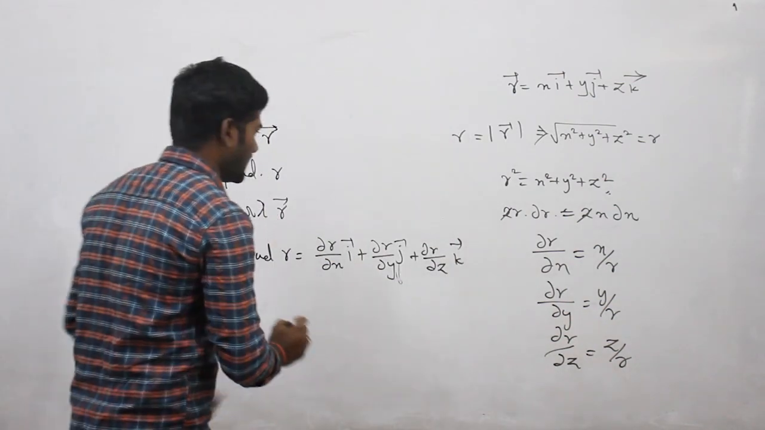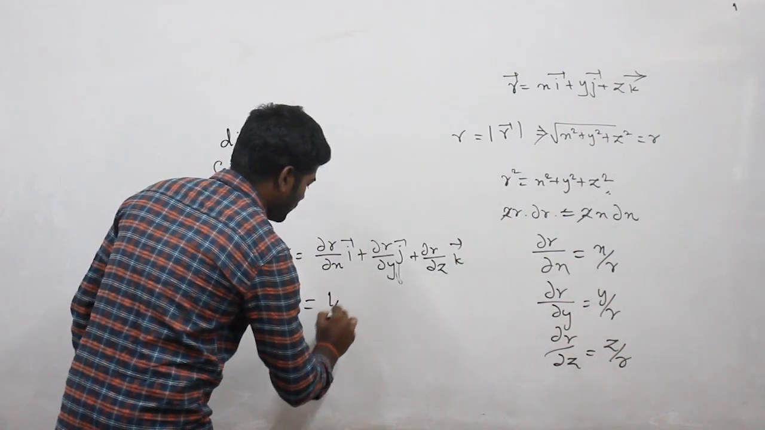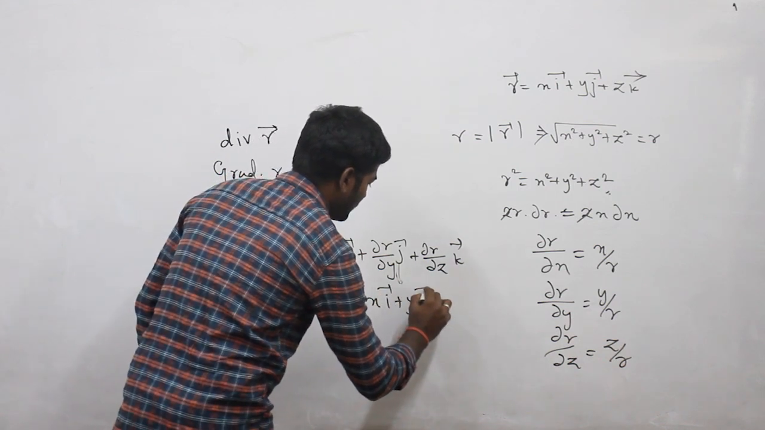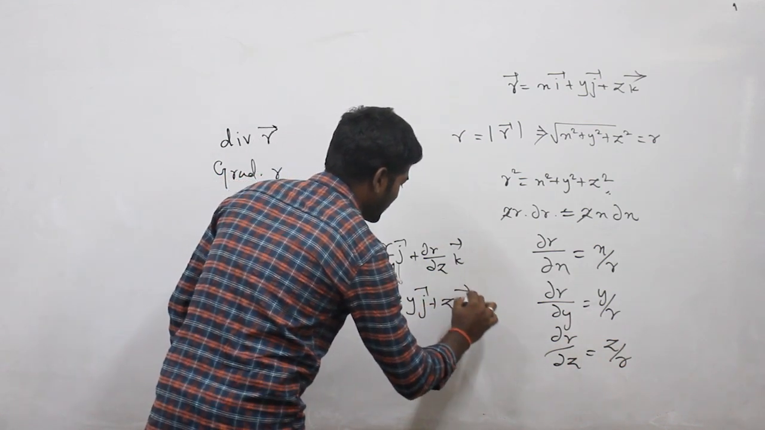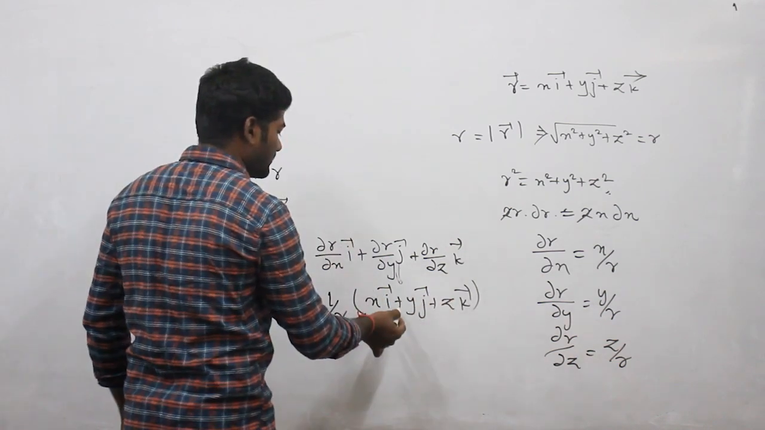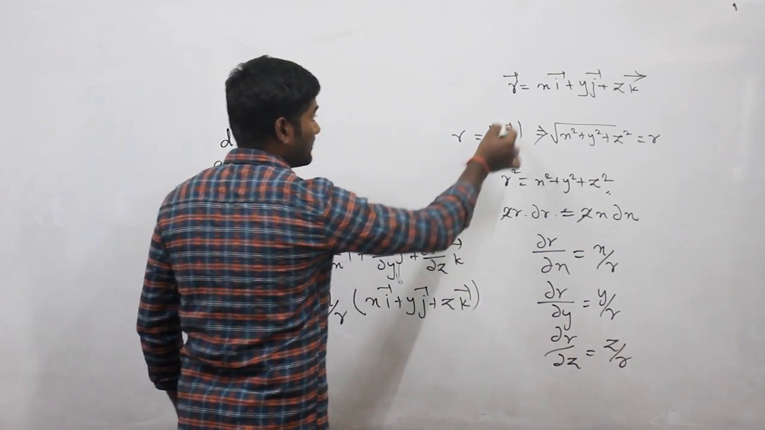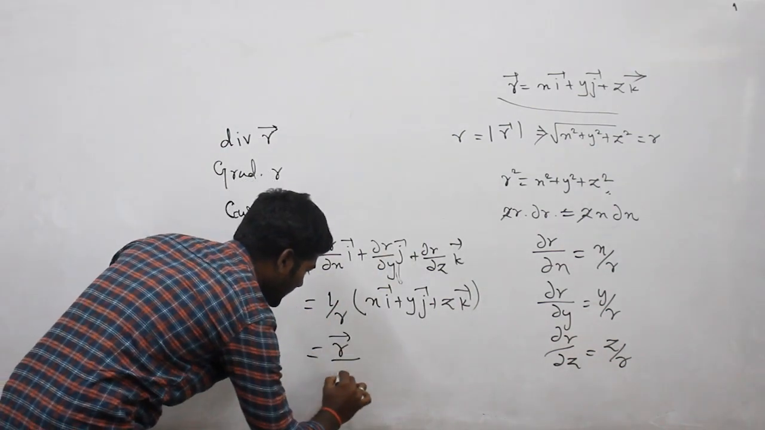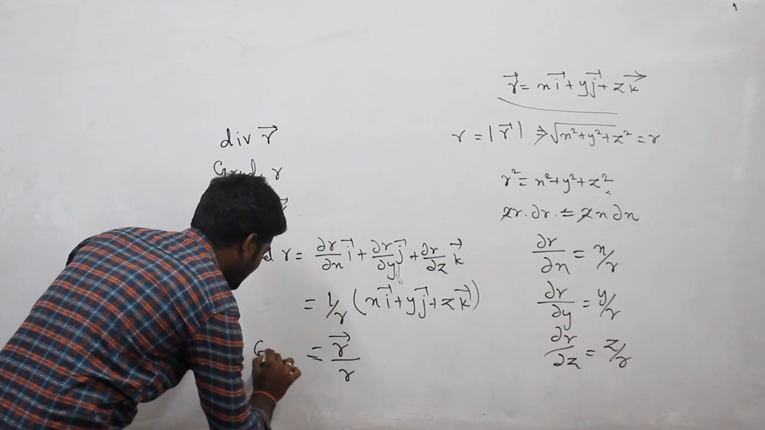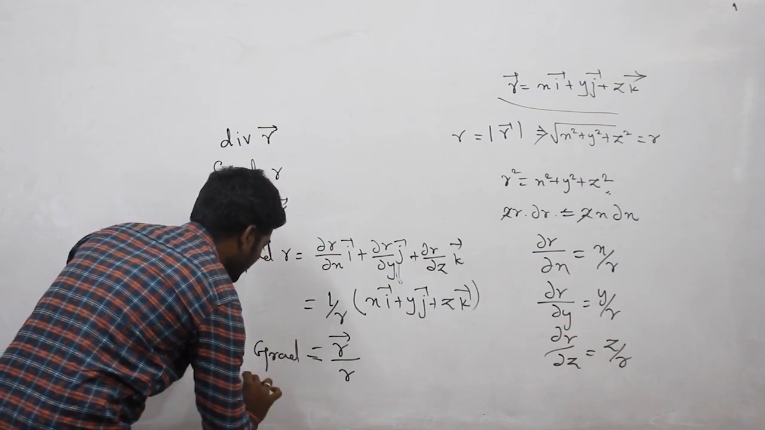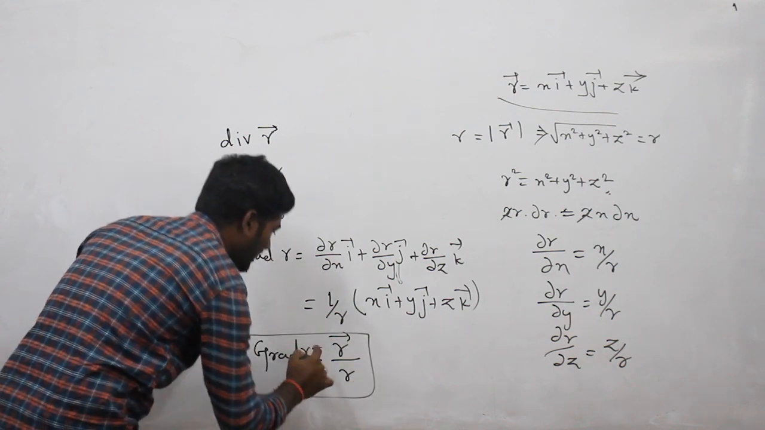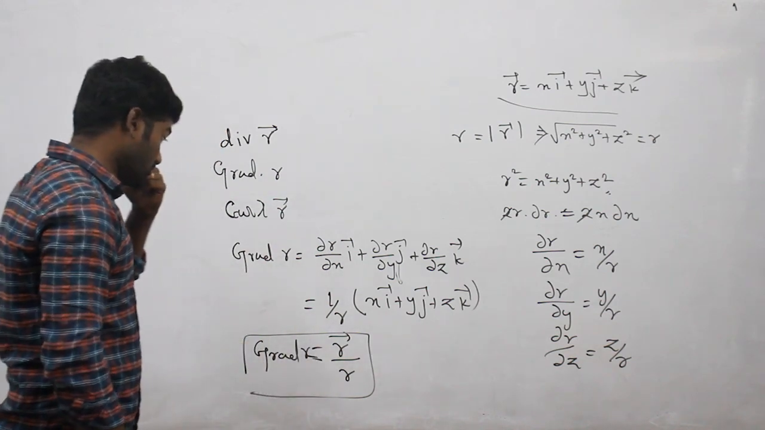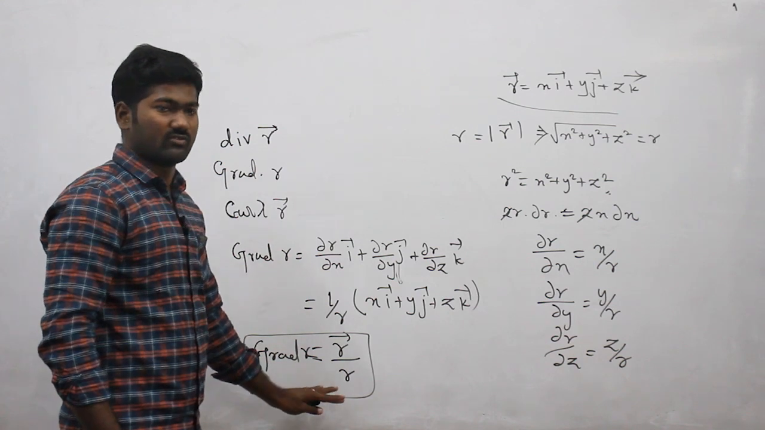If you substitute here, r is common, so take 1 by r outside: x i vector plus y j vector plus z k vector. This x i vector plus y j vector plus z k vector is also known as the r vector. So you can write r vector divided by r, the magnitude of r. This is called the gradient of r. Don't forget, gradient of r means r vector divided by magnitude r. You have to remember this. Sometimes they ask for the value of gradient of r.